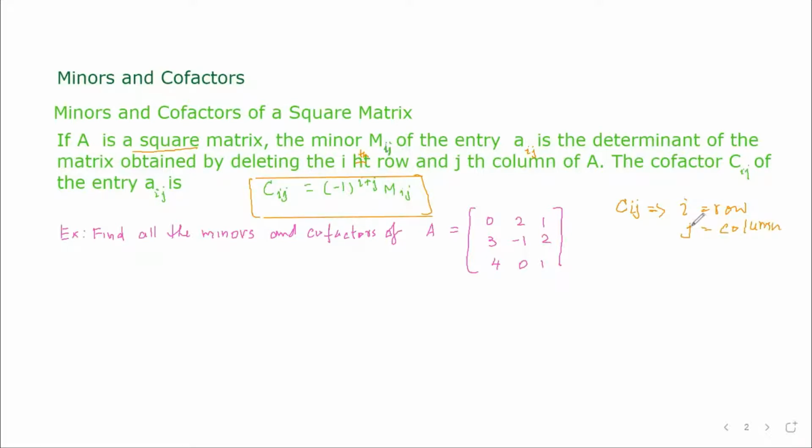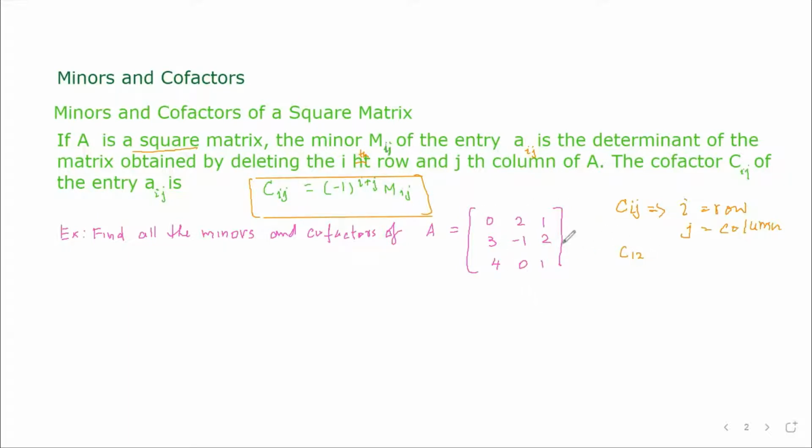Okay. For example, if I say C1,2 like this, that means first row and second column. First row and second column. Okay, so that's the meaning.